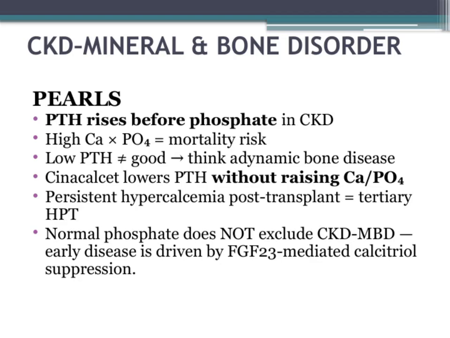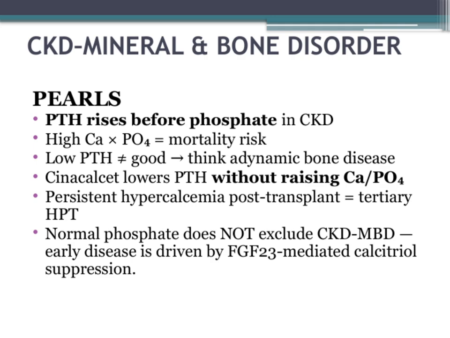Let's start with pearls about PTH and phosphate in CKD. First, PTH tends to rise before phosphate levels become abnormal, which is an early indicator of mineral imbalance. Next, it's important to remember that high calcium combined with high phosphate significantly increases mortality risk in these patients. However, low PTH doesn't necessarily mean everything is fine. It can actually indicate an adynamic bone disease, where bone turnover is too low. So, we need to be cautious when interpreting PTH levels.